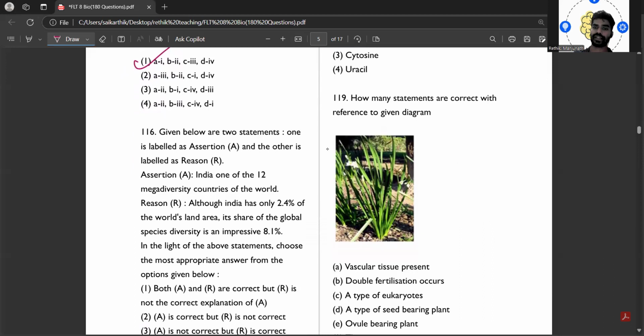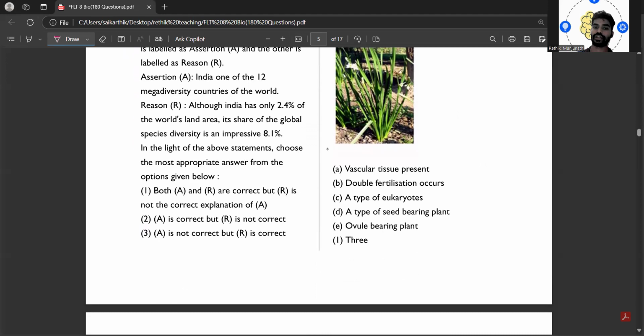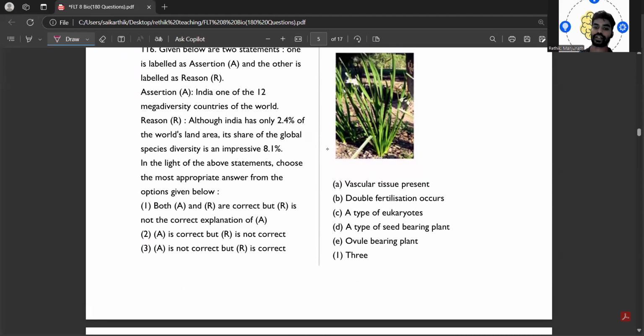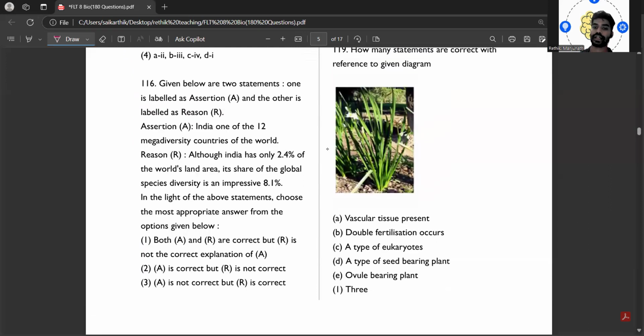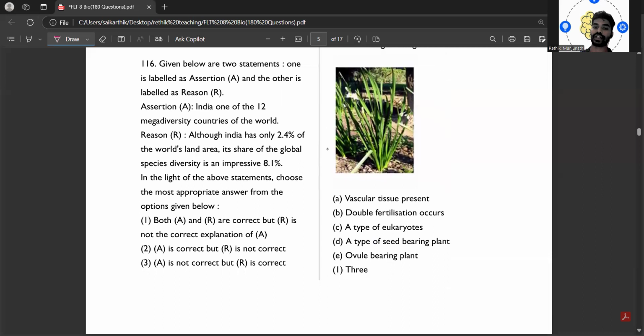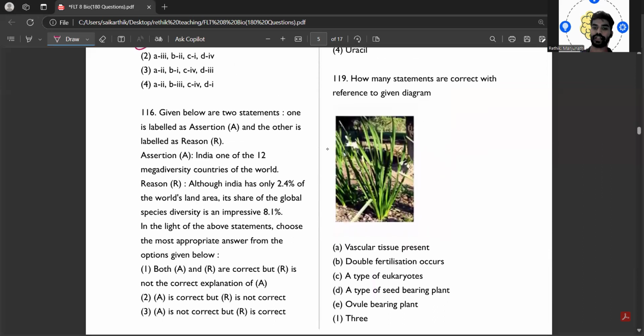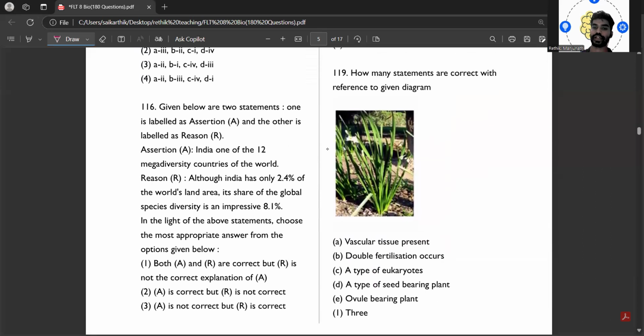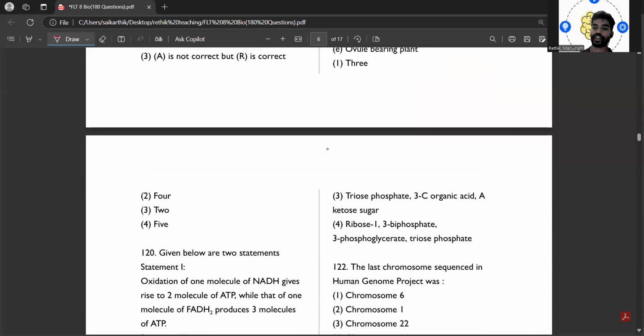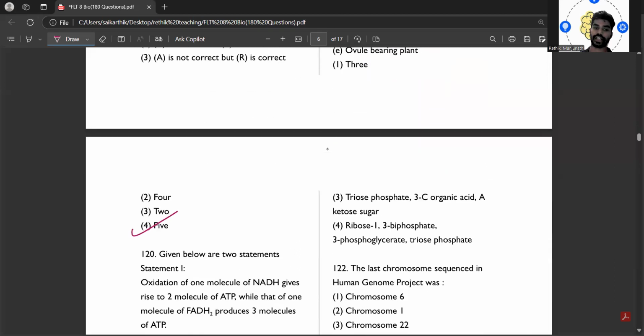So how many statements are correct with reference to the given diagram? One diagram is given, and you need to give the correct statements over it. So: vascular tissue presence, double fertilization occurs, a type of eukaryotes, a type of seed bearing plants, ovule bearing plants. So what is the correct answer? That is what you are supposed to say. All five are actually correct.